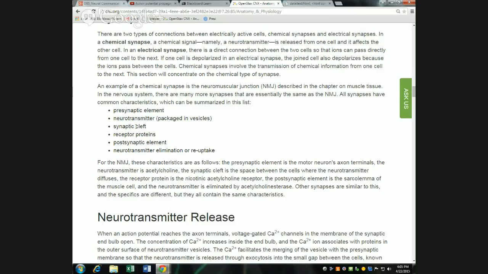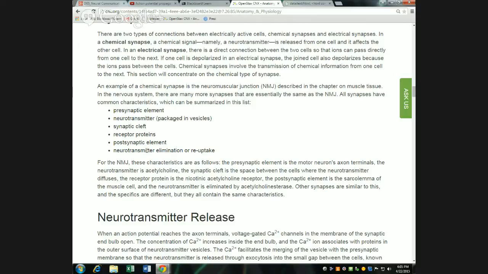Okay? There's a gap between the presynaptic element and its target, which we call the synaptic cleft. And that target is referred to as a postsynaptic element. That's the thing on the other side of the synaptic cleft, which contains receptor proteins. If there are not receptor proteins, the neurotransmitters can't bind to anything and nothing happens. So there has to be a receptor that's receiving this chemical signal of the neurotransmitters.